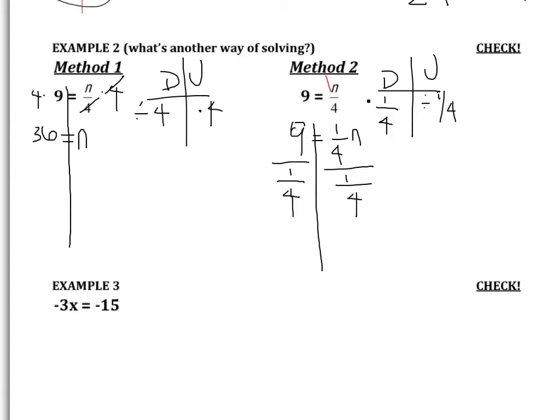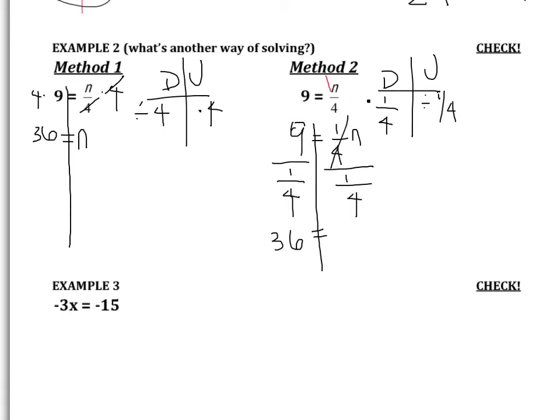All right, now, if you want to enter 9 divided by 1/4 on your calculator, you're going to have to put the 1/4 in parentheses, or you can use your ABC key. So if I do 9 divided by 1/4, I get 36.